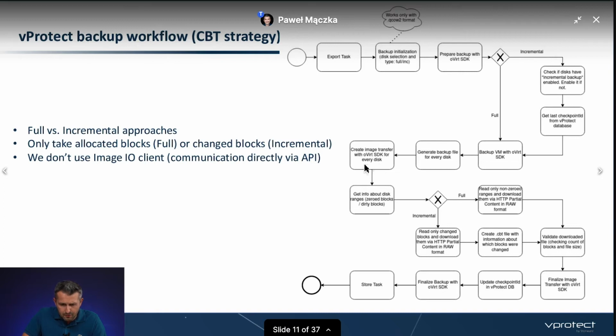Then I create the image transfer. So we're using the image transfer API to grab this data. We divided each disk into a separate image. And then if we have a full, we're capturing and using the image IO to transfer all of the backups. Then we store the backup on the vProtect node side, and then we start the store operations.